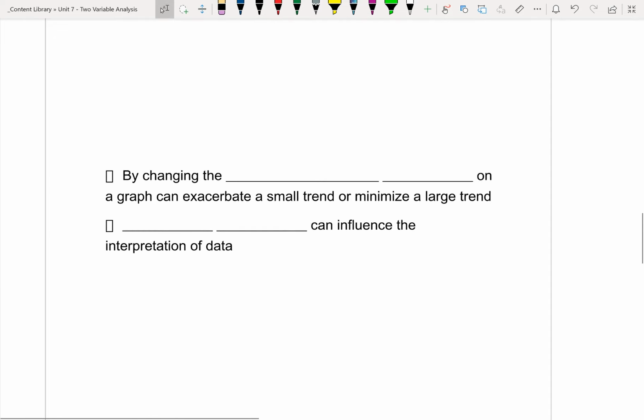So again, what we want to consider is that by changing the vertical scale on a graph, it can exaggerate a small trend or minimize a large trend. So basically it can show a small trend being greater than it is, or show that a large trend is actually smaller than it is. Another thing that can be done is that biased words, so the words that you use, can also influence the interpretation of data. And again, we've covered this before in the past.